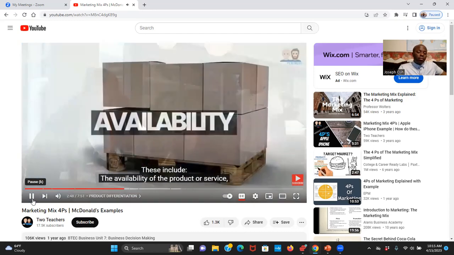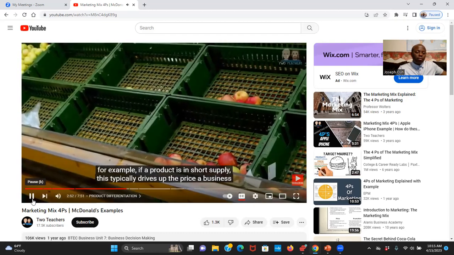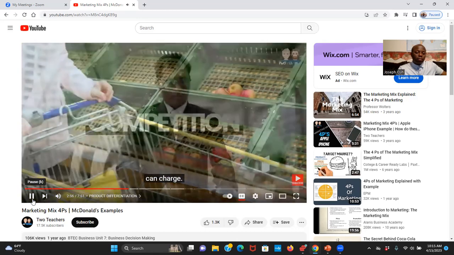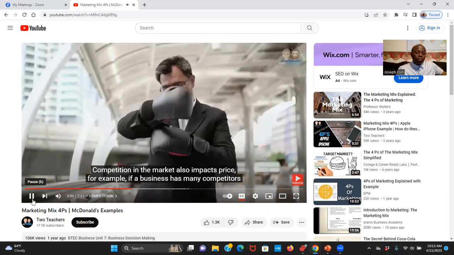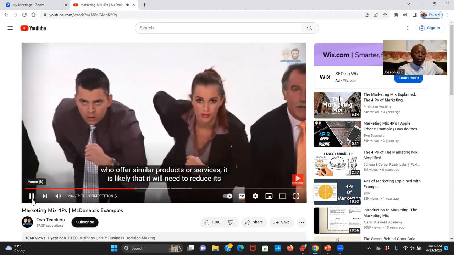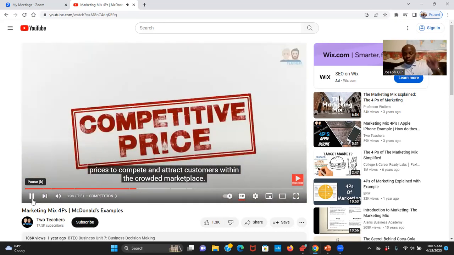These include the availability of the product or service. For example, if a product is in short supply, this typically drives up the price a business can charge. Competition in the market also impacts price. For example, if a business has many competitors who offer similar products or services, it is likely that it will need to reduce its prices to compete and attract customers within the crowded marketplace.